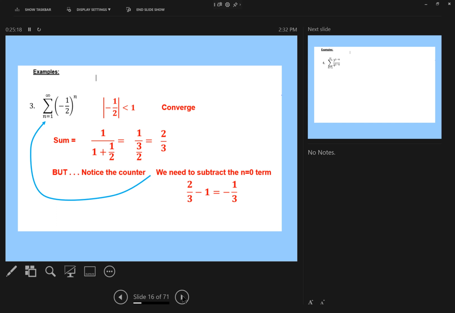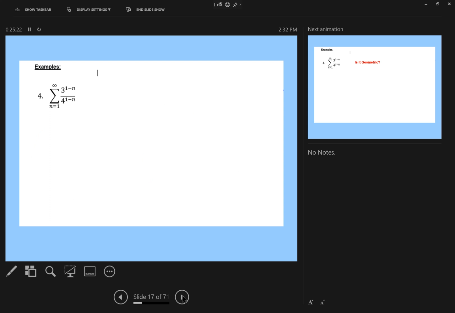Okay? Geometric? Gonna wind it up? Or are we? What about this one? Is it geometric? Basically, anytime you have numbers to the weird ends, we can probably manipulate it into geometric. So let's picture. How could I separate that 3 to the 1 minus n? 3 to the what times 3 to the what? Couldn't I do 3 to the first times 3 to the negative n? Could I do the same thing on the bottom? Okay, let's do that.